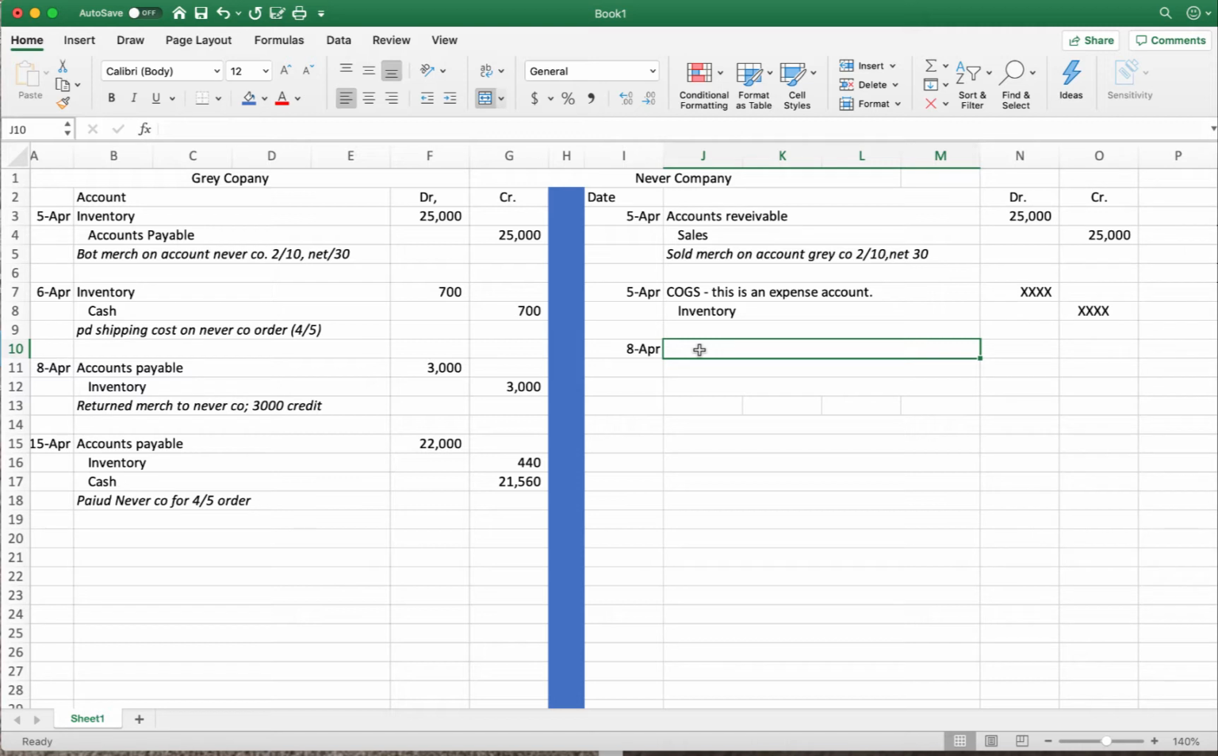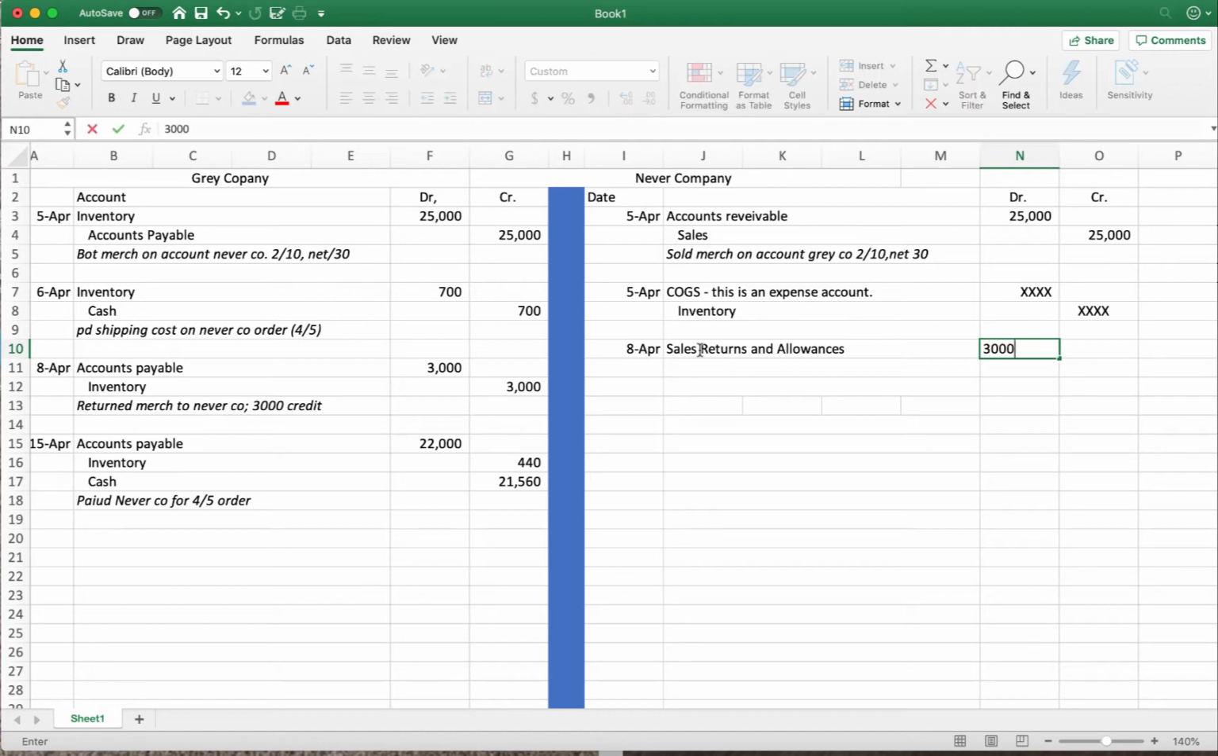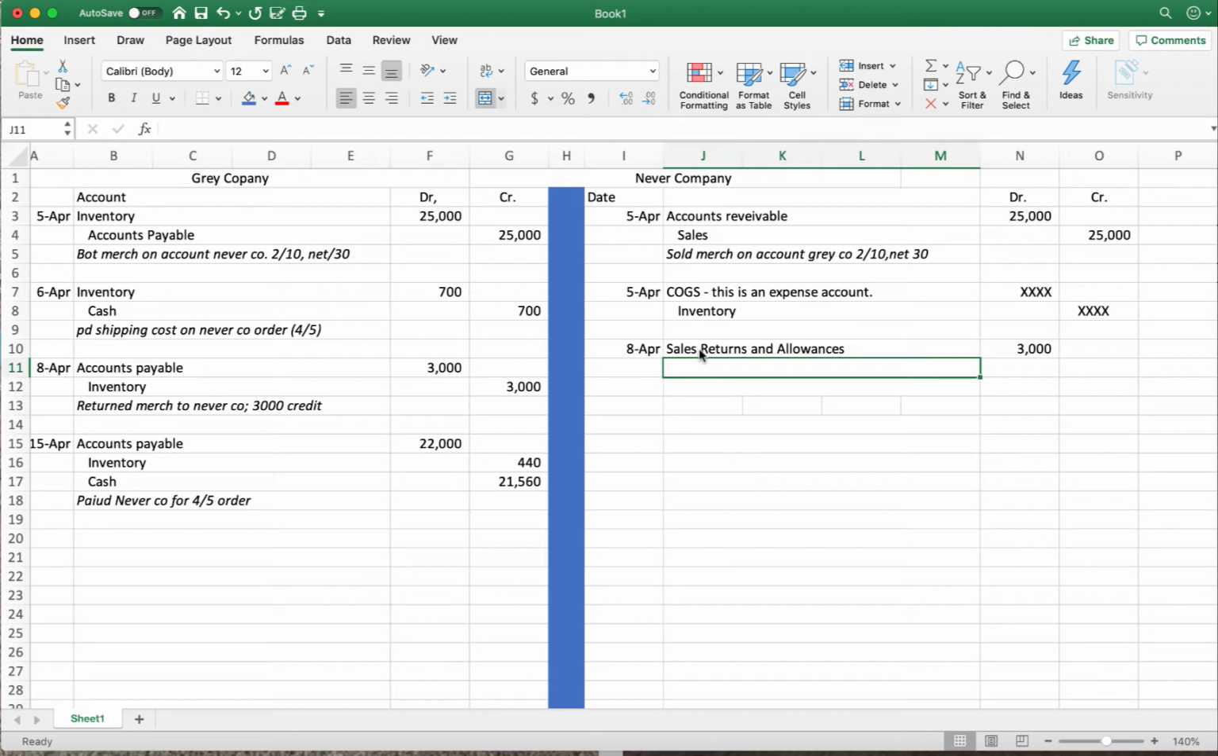Very easy. I am never, ever, ever going to touch my sales account, right? If I'm a seller, I don't touch my sales account. We introduced this new account, this contra revenue account called sales returns and allowances. Okay? I'm going to debit that for $3,000. Okay? I don't have that sales anymore, right? I decreased it by sales returns and allowances.